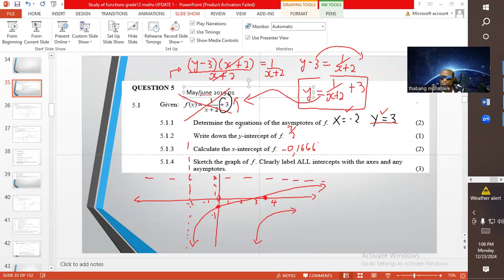So be careful of examiners. Sometimes they can give you the function f in a format which appears to be foreign. It's not something you are used to. So what you do, make y the subject of the formula. Once you make y the subject of the formula, it becomes a familiar question. It becomes something you have been working with throughout your year. So now it will be easy to work with.